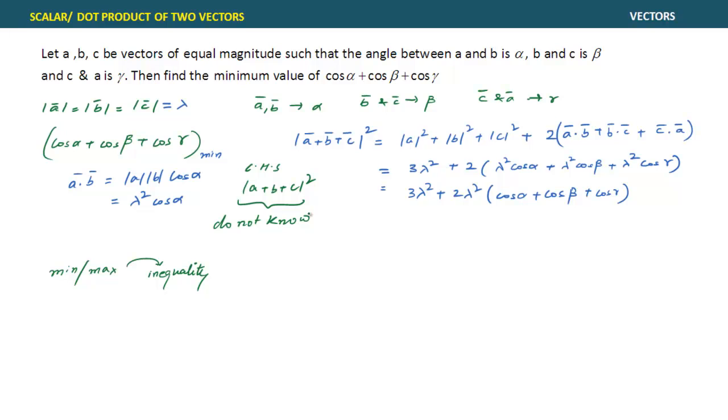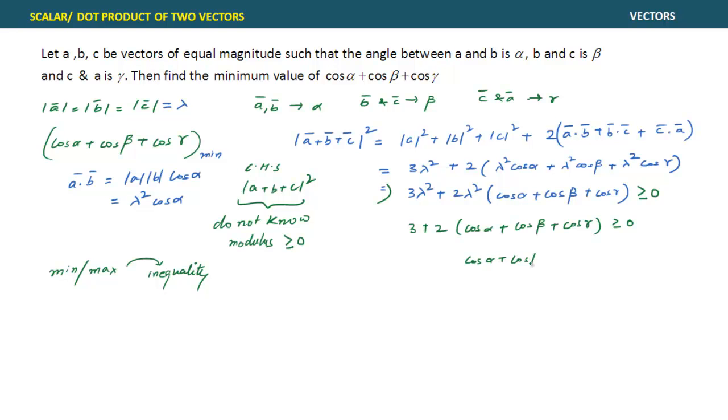How can we do so? We do not know anything about this, but since it is a modulus, and modulus is distance, we know that this is always greater than or equal to zero. This is for sure that I know. So this particular quantity is always greater than or equal to zero. And if I can say this much, then 3 plus 2 times, I can take the lambda square common and it can be removed because it is always positive, right? So this is what it will be, and now the question is solved.